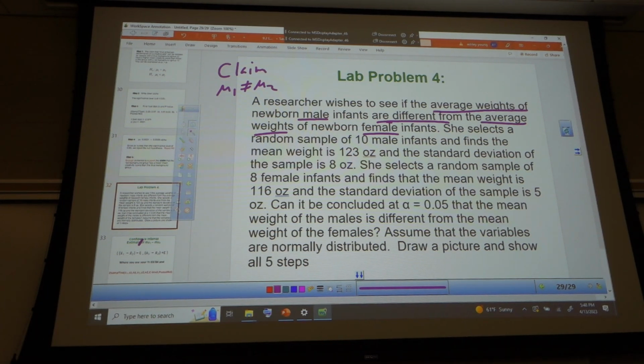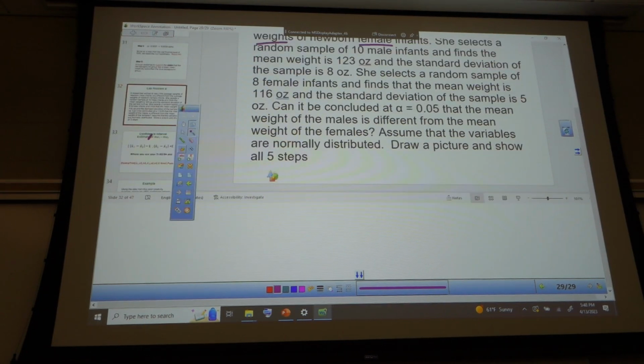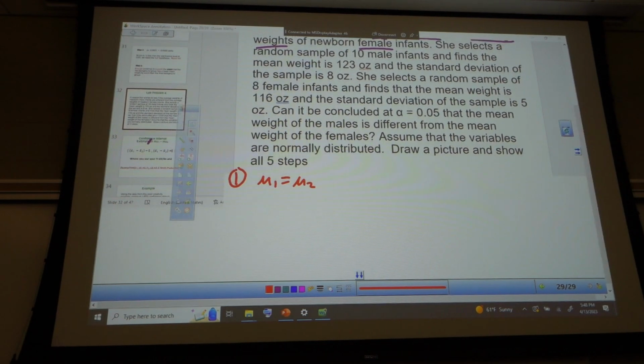So that means in step one, we're looking at mu1 is equal to mu2. That is not my claim. My claim is that they're different. Oh, sorry, that's H naught. H naught is this, which means that H1 is my claim, that they're different. I'm going to use the word support later on.